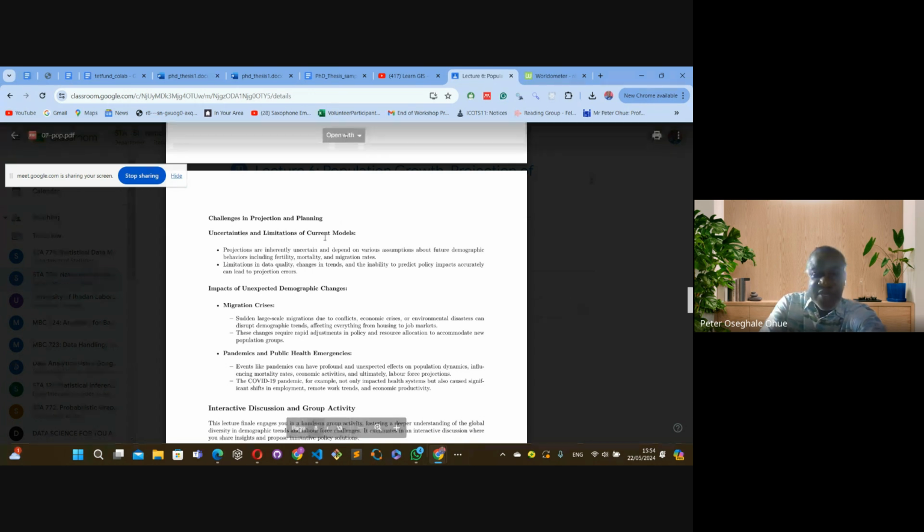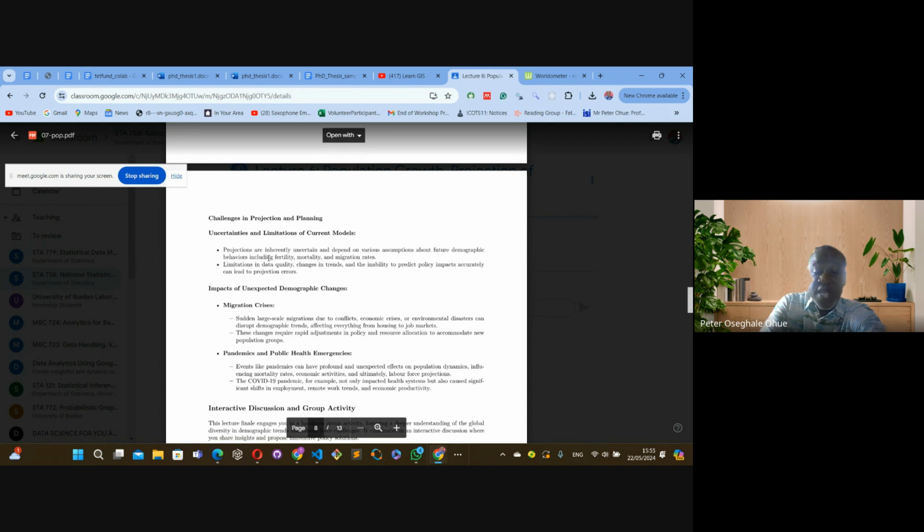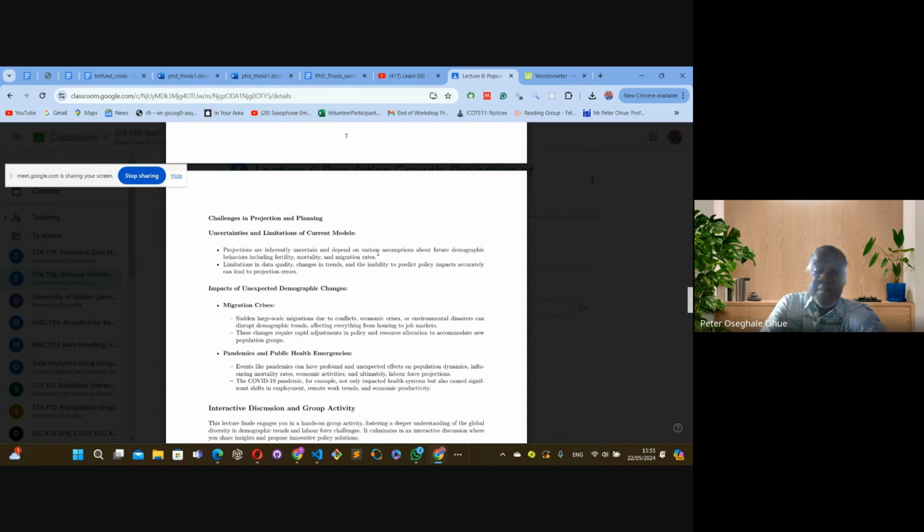Uncertainty and limitation of current models. What is used now is limited. It says projections are inherently uncertain and depend on various assumptions about future demographic behaviors, including fertility, mortality, and migration rates. We had a small argument concerning whether there's an increase or a decrease. So we need to properly understand that dynamics. And all points back to having data.